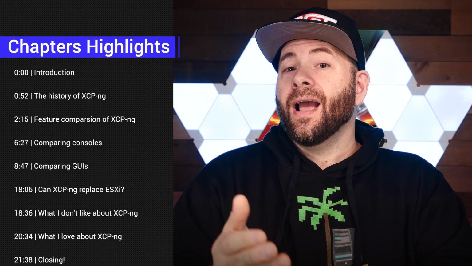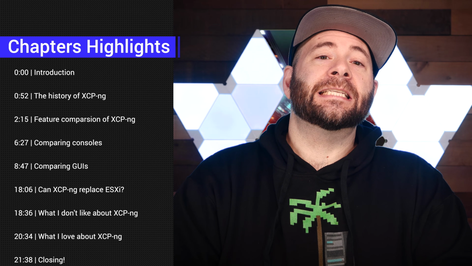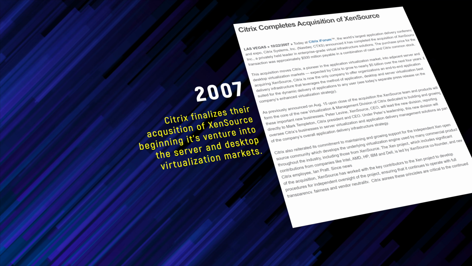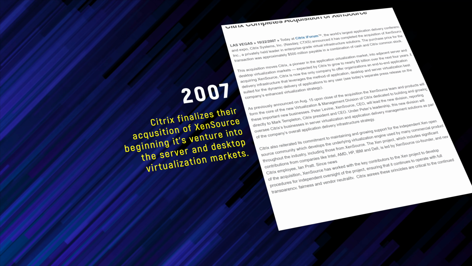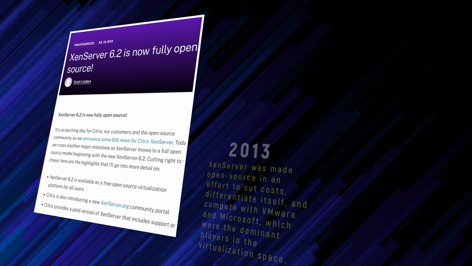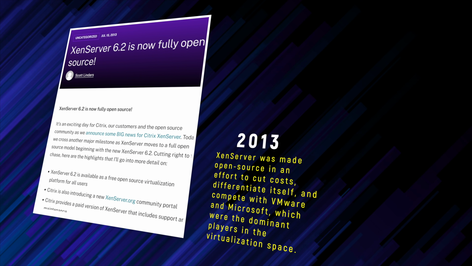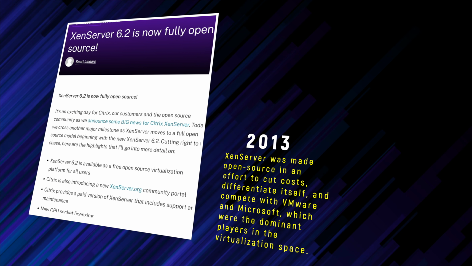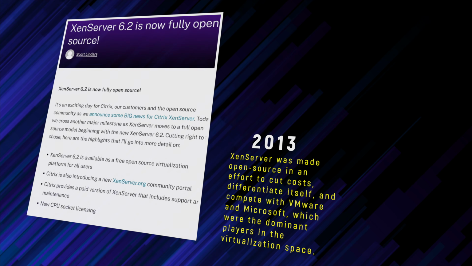As we always do, I think we should start with some background on XCP-ng and the history of the product first. The origin story of XCP-ng begins with the Xen Cloud Platform and its commercial counterpart Citrix XenServer. XenServer was made open source in an effort to cut costs, differentiate itself, and compete with VMware and Microsoft, which were the dominant players in the virtualization space.